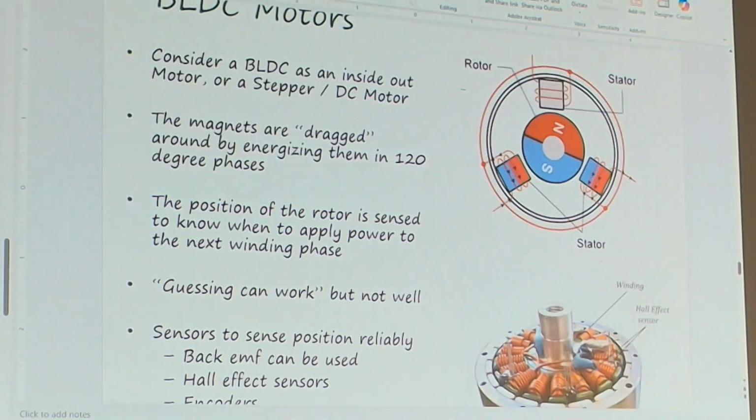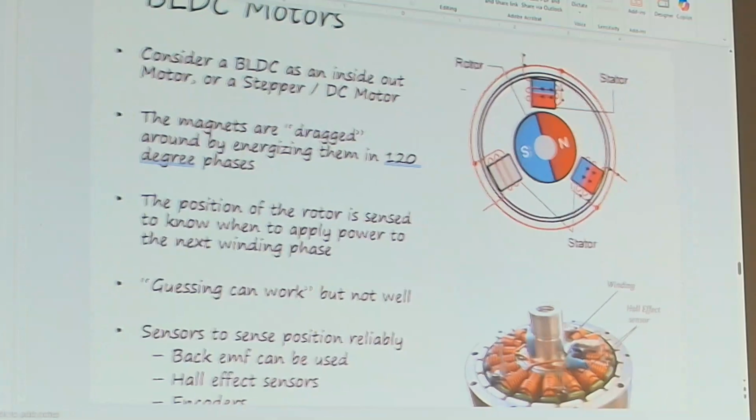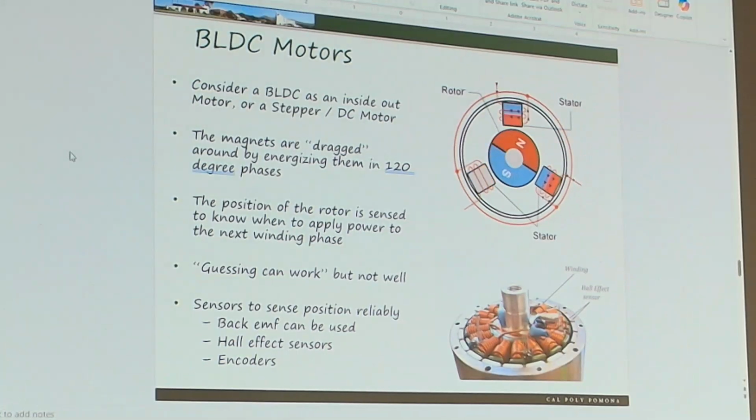Okay. Which brings us to our next motor type, which is known as a BLDC. So think about a BLDC as if a DC motor and a stepper motor had a baby.